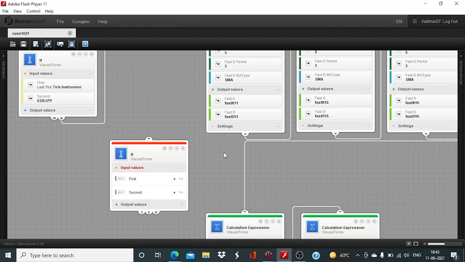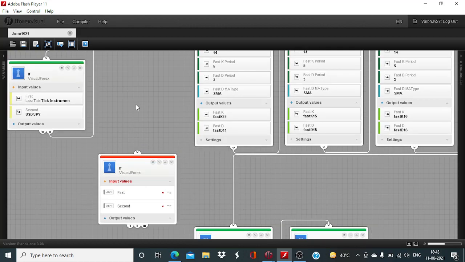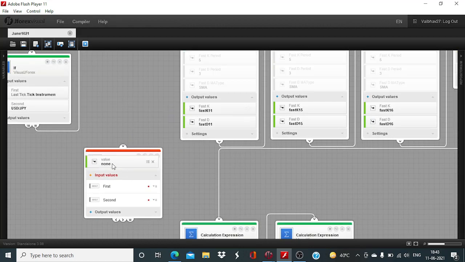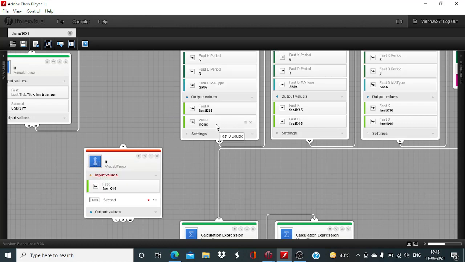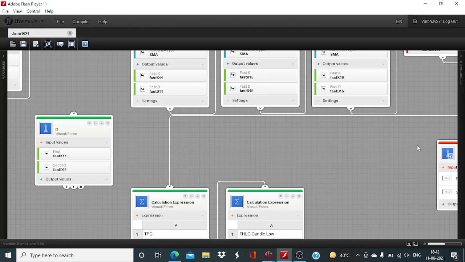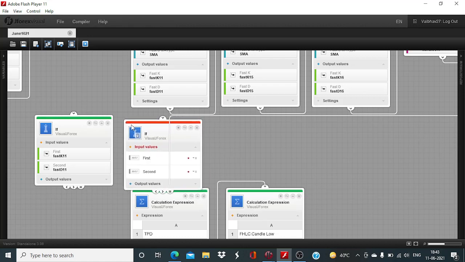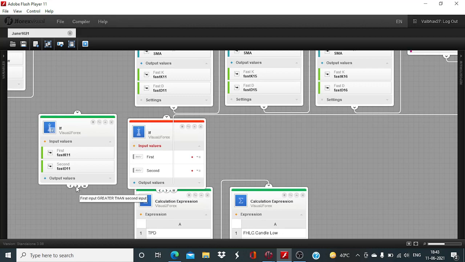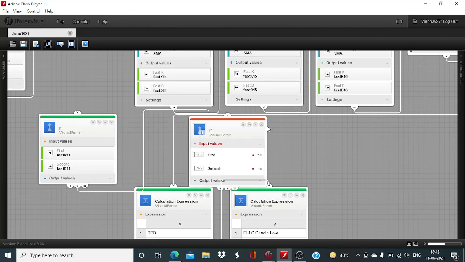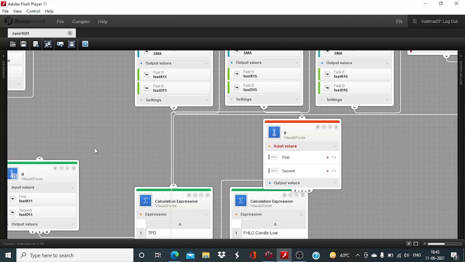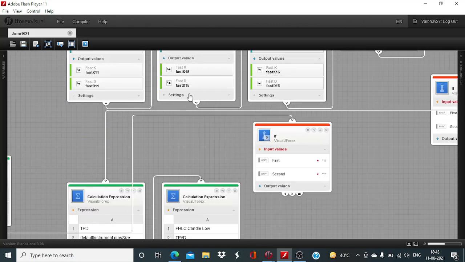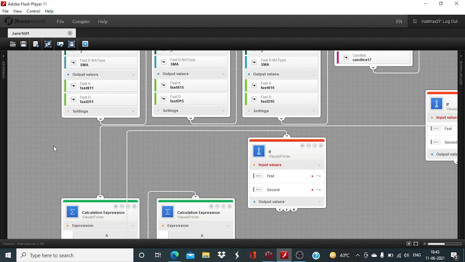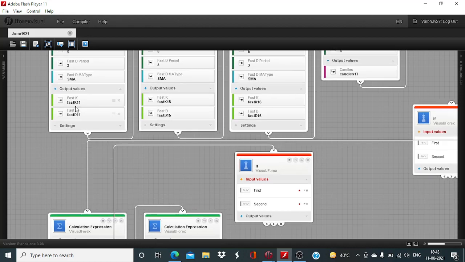In the last 4 hours, both these values should start to rise, and the first thing is that fast K11 should be above fast D11, first input greater than second input. Then both these values will need to be above 0. We are not capping any price on the higher side, but on the lower side it should be above 0.